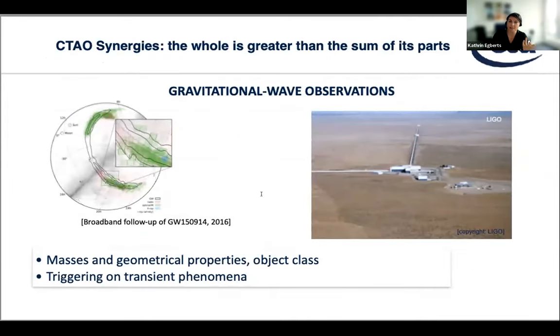The last synergy is, of course, gravitational wave observations, something rather new. This is particularly interesting because it has basically nothing to do with all these radiation processes that I was talking about before, but it really gives us purely geometrical information on the masses and the geometrical properties and on the object classes. And we can then, with CTA and of course all other wavelengths, complement this with the electromagnetic picture. Now this was just a very fast run through the different possibilities of what we have with synergies.